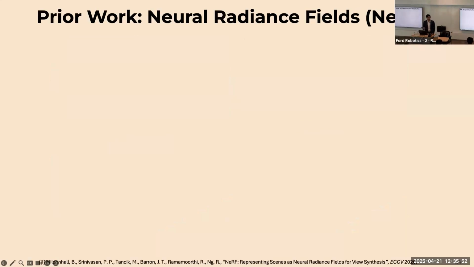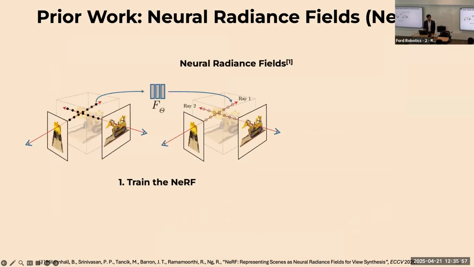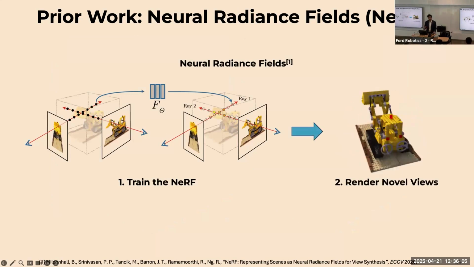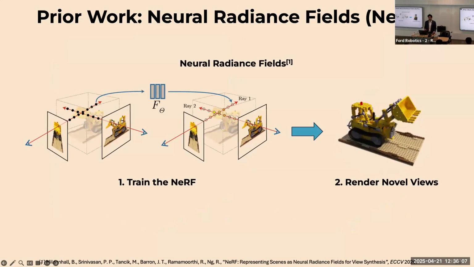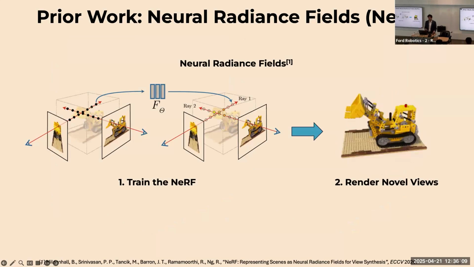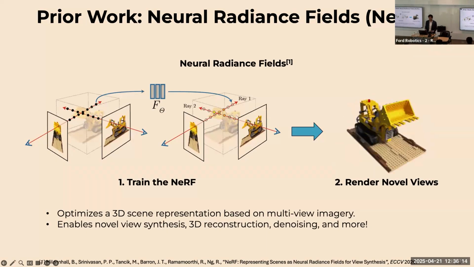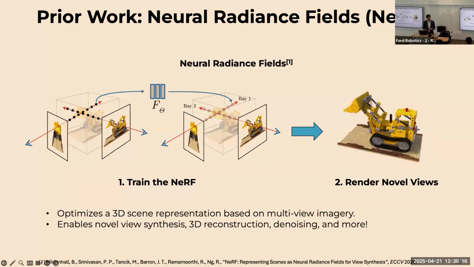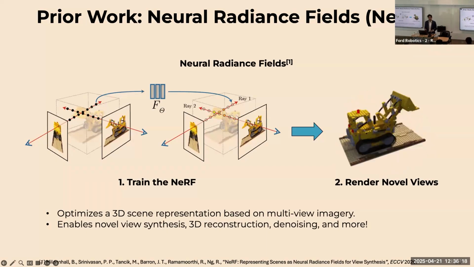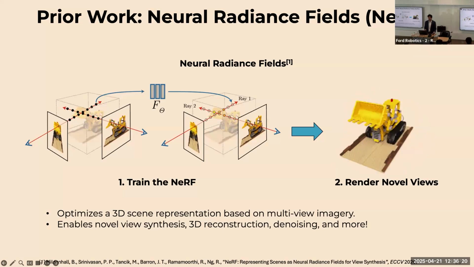So taking a look at what prior state-of-the-art 3D scene representation methods have done, neural radiance fields introduced a system where multi-view images were used to optimize a neural network in order to produce novel views. So you could train this model using multiple views and then query it at new views in order to perform tasks like 3D reconstruction, denoising, or novel view synthesis. However, the primary drawback here is that NeRFs are computationally expensive to train and also to render.